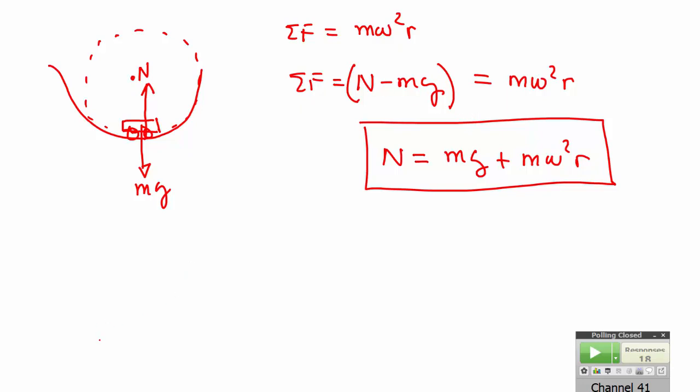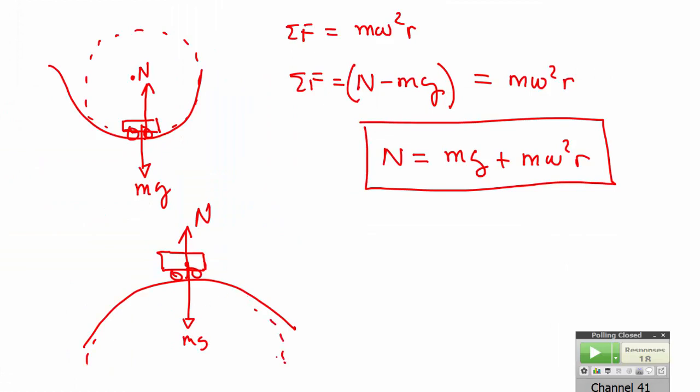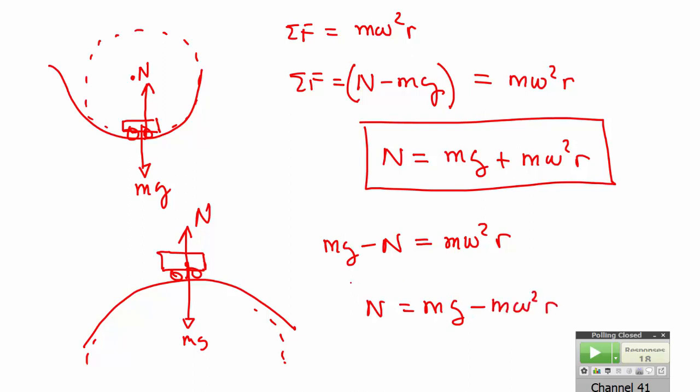Mg. Case 2, where the car is going over a hill like that, this is our car. The normal force is acting that way. The weight of the car is acting this way. Now, this is our circular path. Students always will tell me that the normal force in this case is the weight, which is not true. The normal force in this case is given by what? Mg minus N, which is going to be equal to m omega square r, in which case N will be equal to mg minus m omega square r. So the normal force is greatest when you're going through a valley than when you're going what? Over a hill.